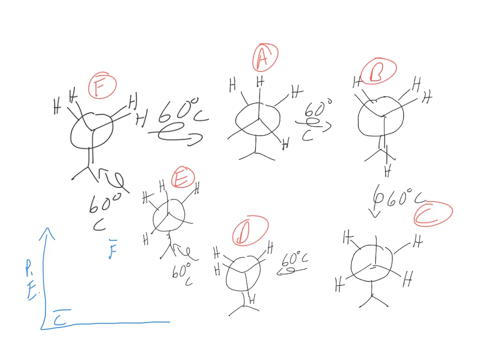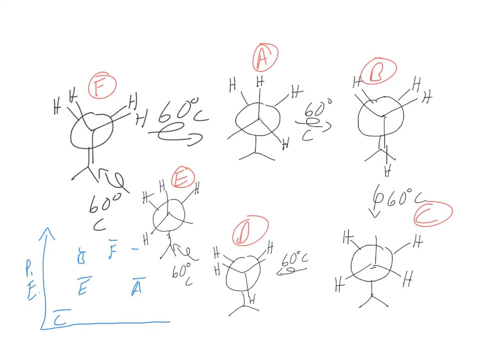And now we could fill in along the way. If we had E, what about E and A? Where are they in relation to each other in energy? E and A would be the same, right? They're both staggered and they both have the same type of interactions. And then what about B and D? Same deal. They'd be the same, but they'd be even higher yet.